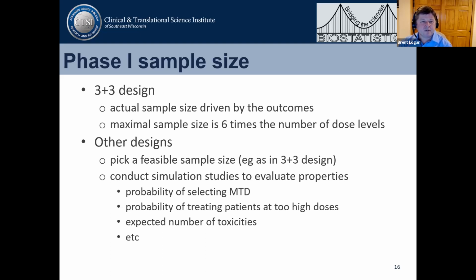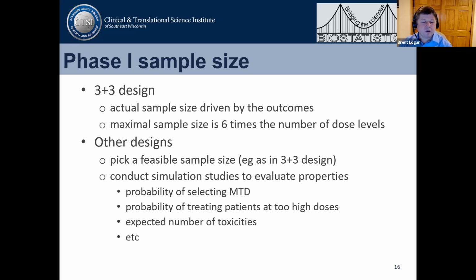For other designs, in terms of identifying the sample size, typically the way this is done is to pick some kind of a feasible sample size, acknowledging that these are usually small early phase studies, and then simulation studies are done to evaluate the properties of the design. So they look at, okay, what is our probability of selecting the MTD if this is the design that we use? What is the probability of treating patients at doses that are too high or above the MTD? What is our expected number of toxicities, and so forth?